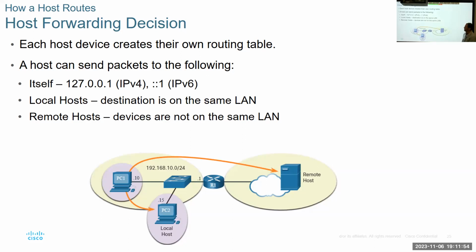A local host means that you're communicating with a device on the same IP subnet as you are on. And then the device knows, okay, I just need to get the MAC address so I can deliver it to that device. So I do an ARP, or check my ARP table first. If it's not there, do an ARP. Or it can be a remote host, which means it's on a different subnet.